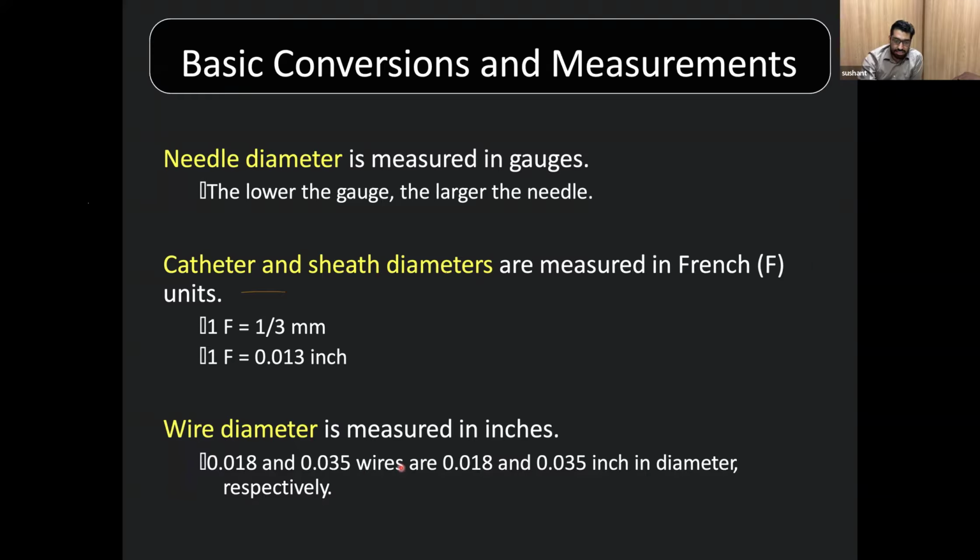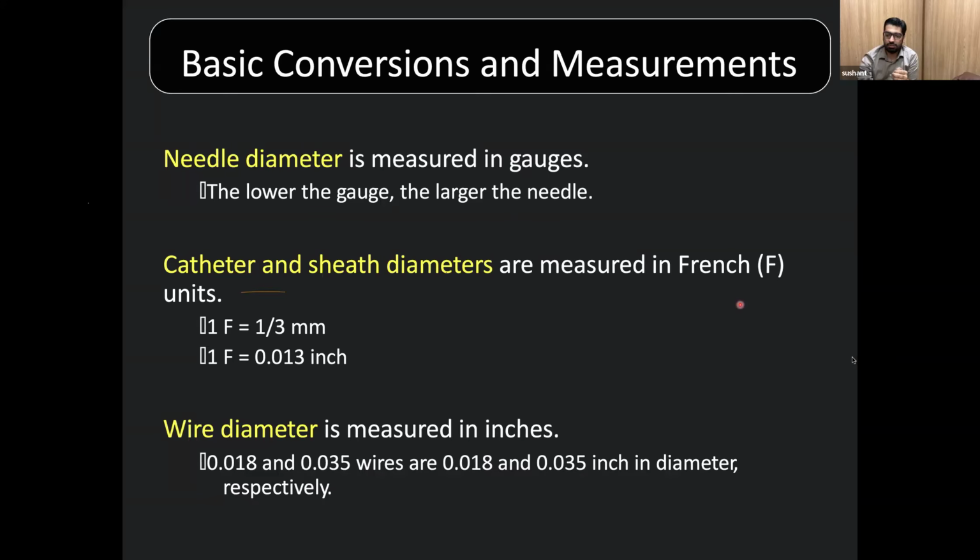And how the wires are being measured, we introduced this wire. This was a 0.035 wire, which I have showed you previously. And there are multiple wire sizes which are available: 0.014-inch, 0.018-inch, 0.025-inch, 0.035-inch. And what is the importance, we will be discussing again.